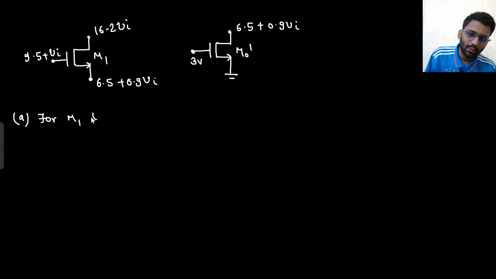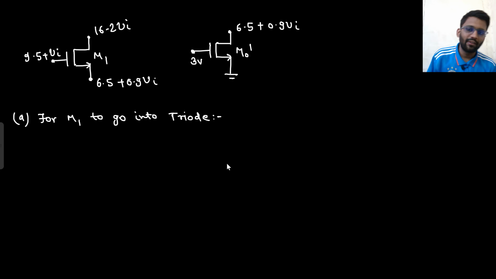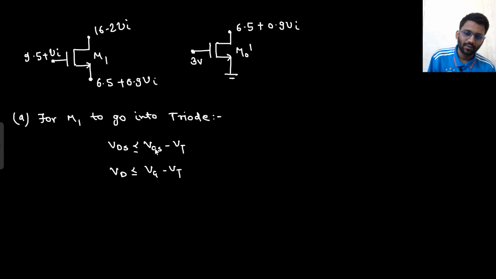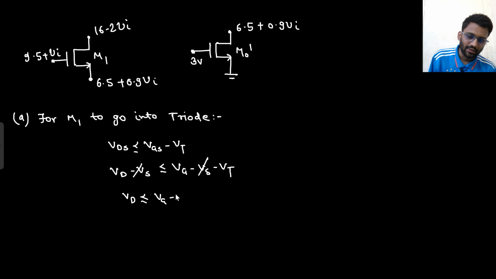For M1 to go into triode, when will M1 go into triode? When your VDS is less than or equal to VGS minus VT. So this is the edge of triode. VDS is less than VGS minus VT. So you can better write it as VD is less than or equal to VG minus VT, say yes or no, because the source will get cancelled. If you don't recall, what did I tell you? What will be VDS? VDS would be VD minus VS, that would be less than VG minus VS minus VT. So VS is getting cancelled. VD is less than or equal to VG minus VT.